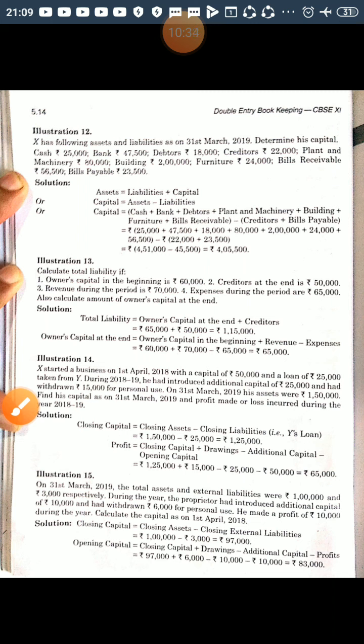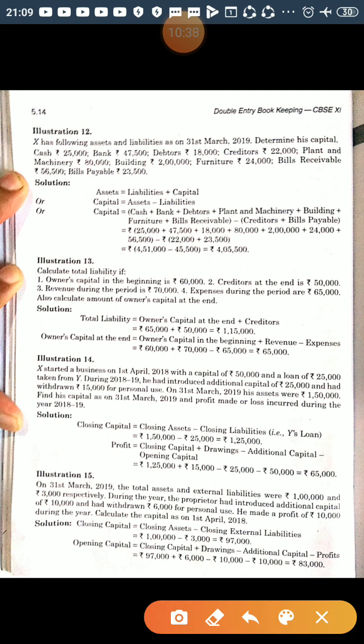Now I'm reading this question. On 31st March 2019, the total assets and external liabilities were 1 lakh and 3,000 respectively. During the year, the proprietor had introduced additional capital 10,000, had withdrawn 6,000 for personal use. He made a profit of 10,000 during the year. Calculate the capital as on 1st April 2018.